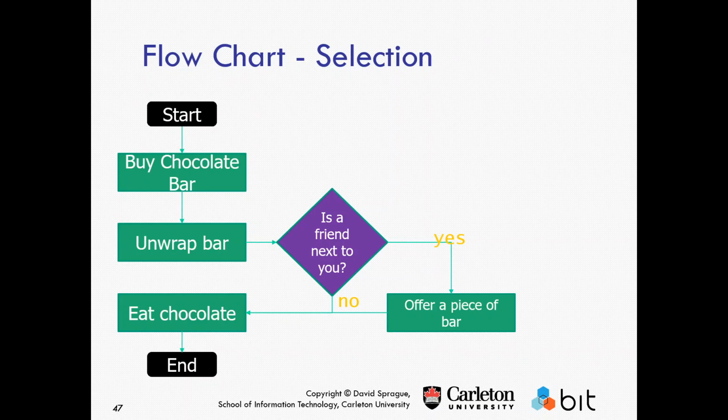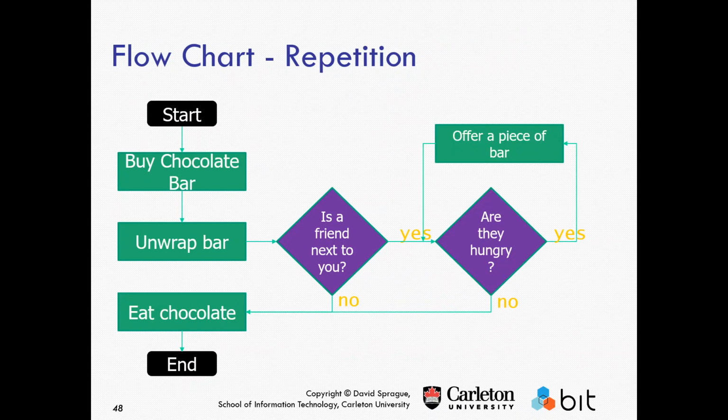Okay. Well, you should have something else in there. Is your friend next to you? Yes. Are they hungry? Yes, offer them a piece of chocolate bar. Notice this is a loop. I keep on asking them if they are hungry, and as long as they keep saying yes, you offer them chocolate bar. Notice it's not actually correct. Are they hungry? I probably should say, and there is still chocolate remaining.